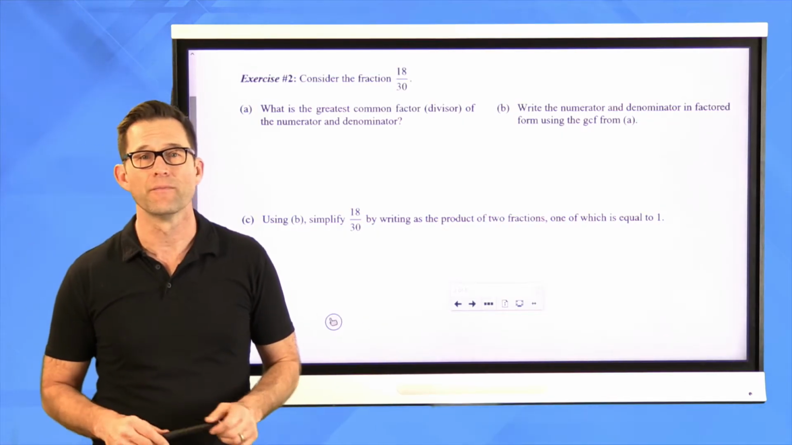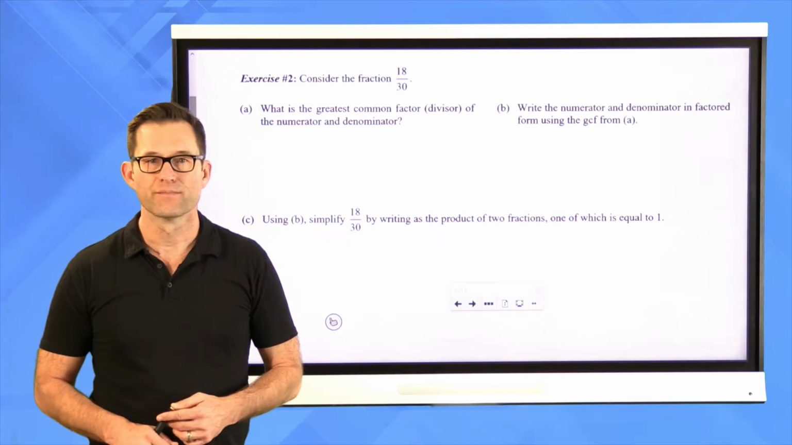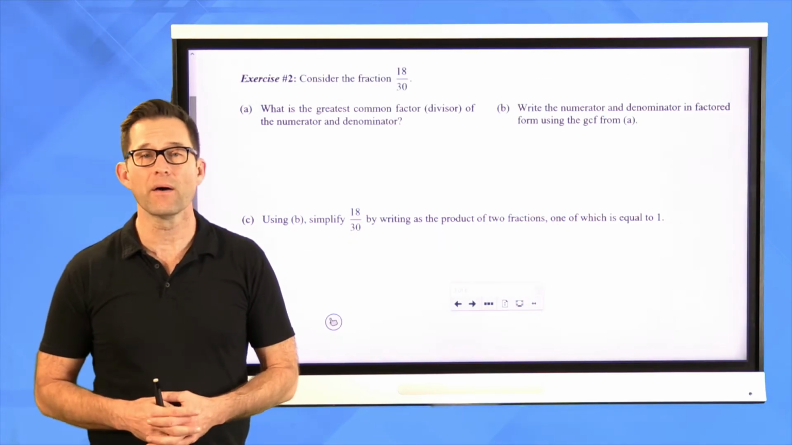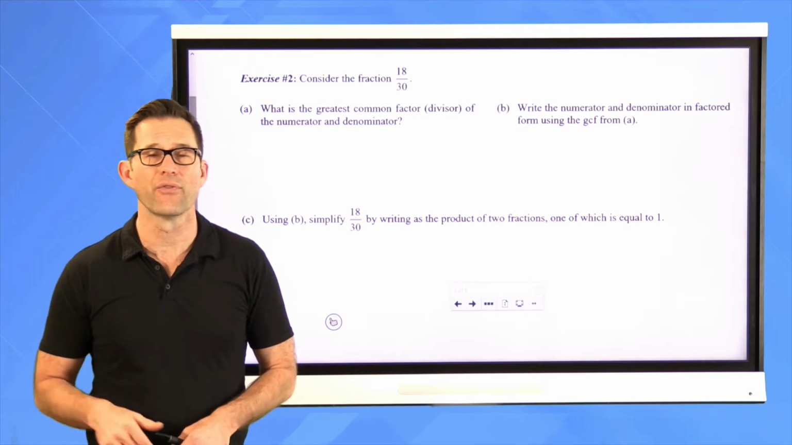Exercise number 2. Consider the fraction 18 over 30 or 18/30ths. Letter A, what is the greatest common factor, also known as the greatest common divisor, of the numerator and denominator? All right, this should be easy enough to think about. Pause the video now and just come up with the greatest common factor of 18 and 30.